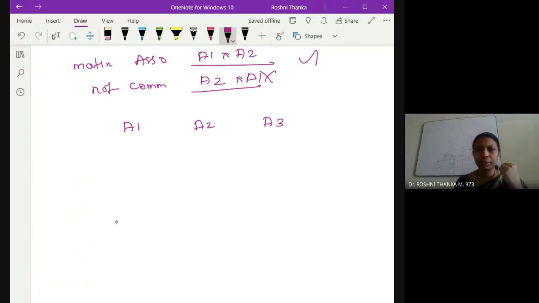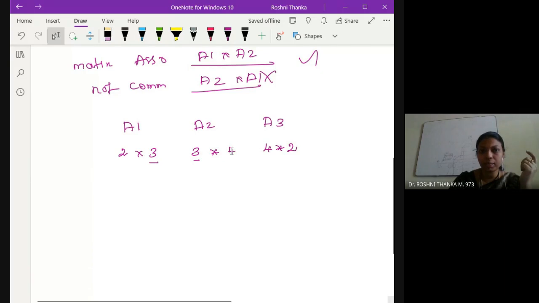You can assume some size for these matrices as well. Let's say it is like 2 cross 3, 3 cross 4, and 4 cross 2. Okay, so this is the dimension of these matrices. So the condition is this value and this value should be same, and for multiplying these 2 matrices, this value and this value should be same. Okay, so we have these 3 matrices.